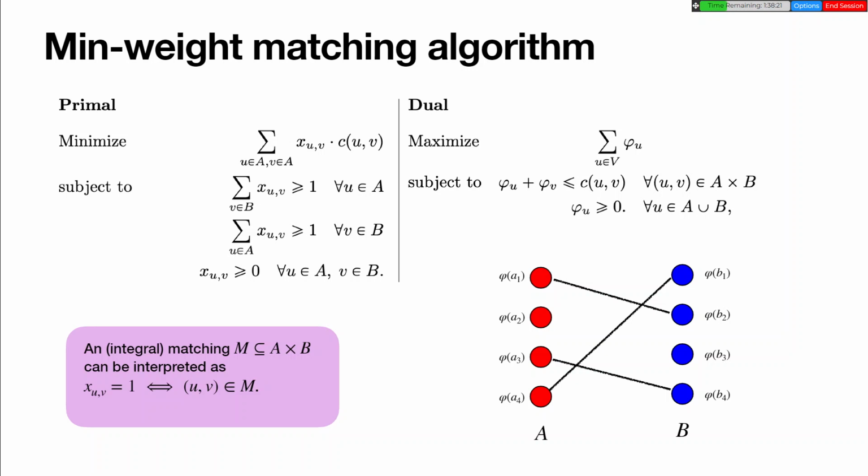So we're basically paying for our matching in our cost function on the primal side. And we enforce that every vertex is included in the matching, both on the left-hand side and on the right-hand side. And of course, that these variables are non-negative. And the dual turns out to be a potential function. Each vertex is associated with a non-negative potential, and we require that the sum of potentials on the endpoints of an edge of cost c_uv is at most c_uv.